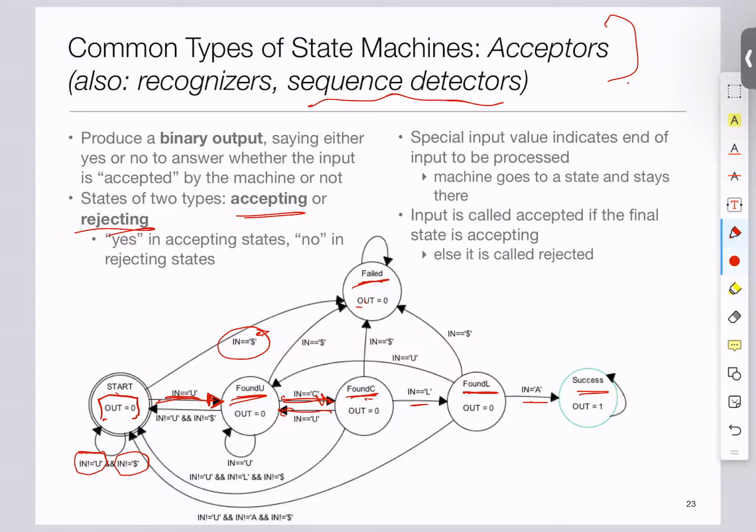So with these acceptors, the idea is I'm giving you an input, and then at some point I'll say, do you accept the input or not? You're classifying it into yes or no. UCLA occurring in that sequence is an example of that.